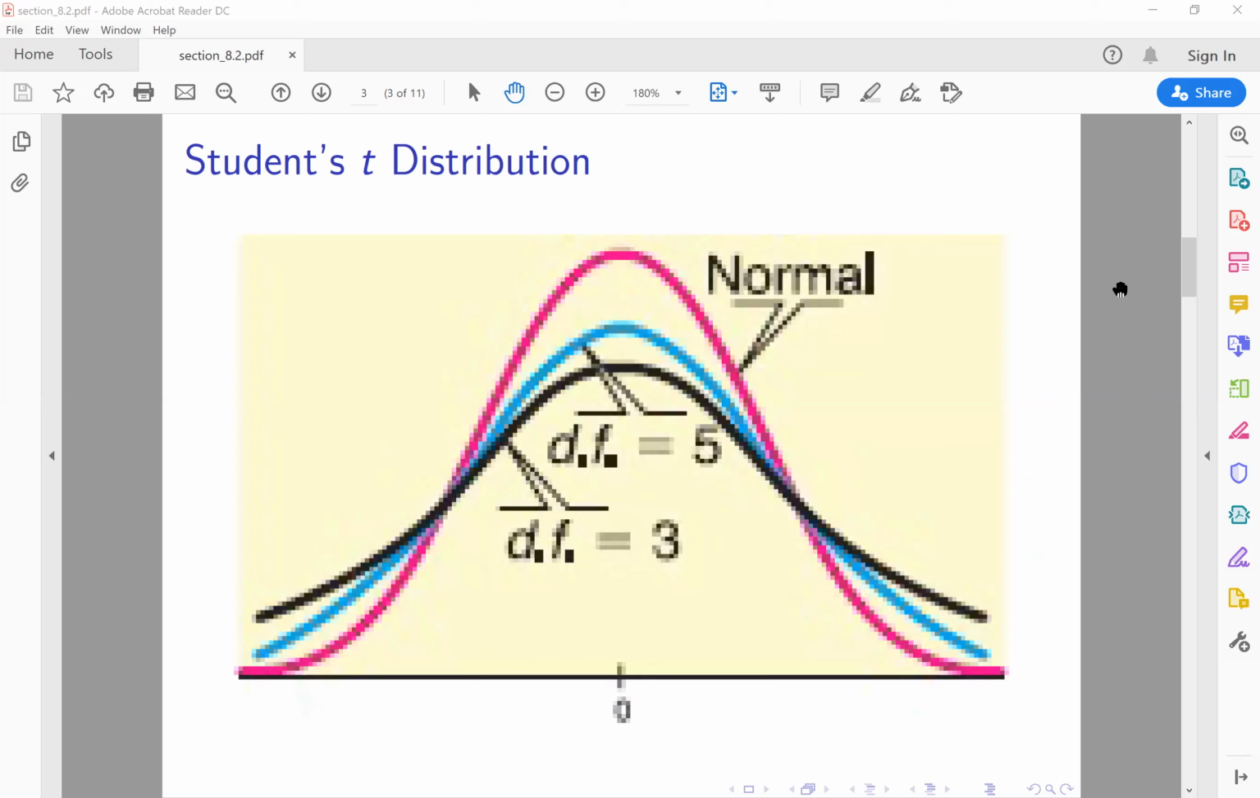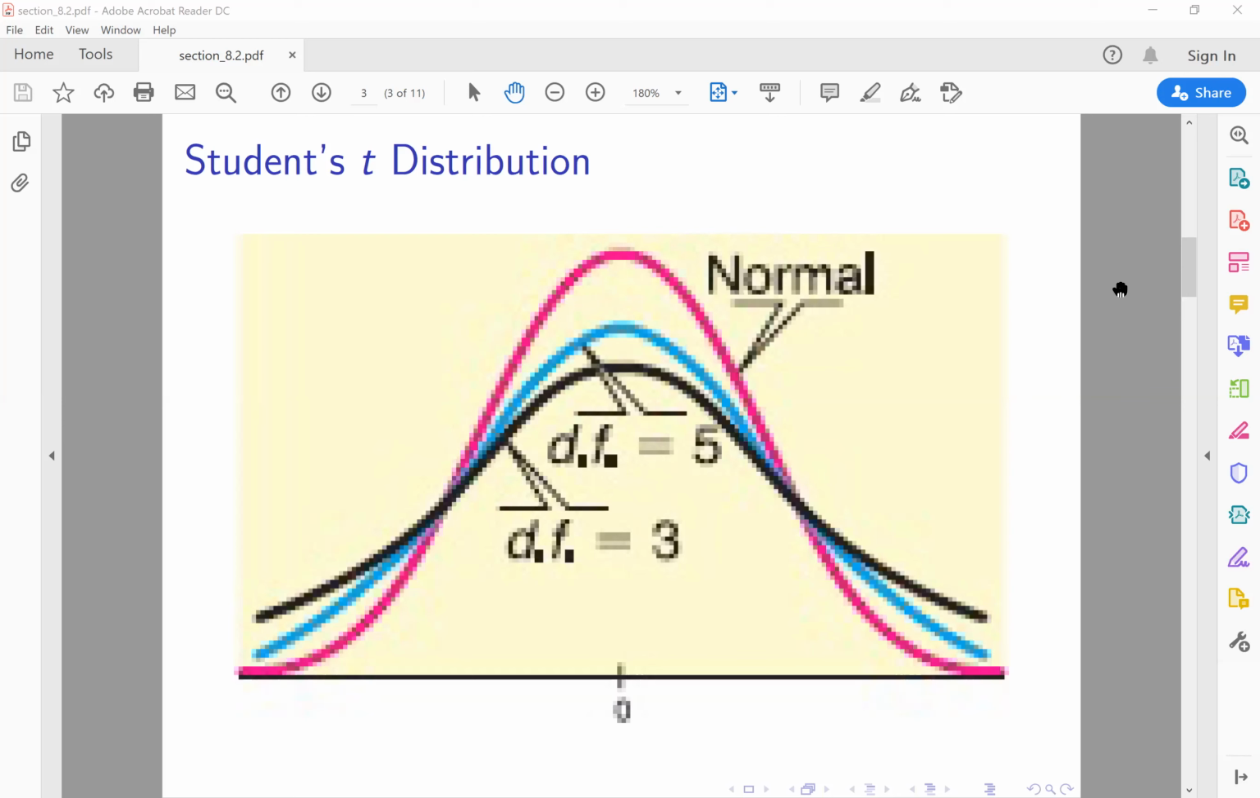So the black line is the t-distribution with 3 degrees of freedom. For us, that would occur when the sample size is 4. The blue curve is the t-distribution with 5 degrees of freedom. For us, that would occur when the sample size is 6. And then the last curve is actually the standard normal.